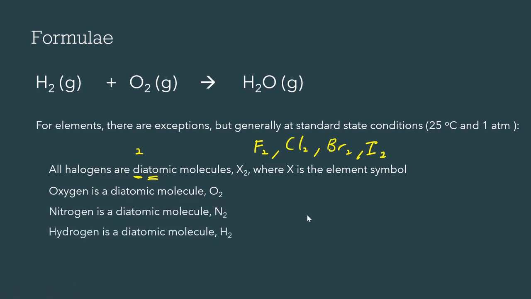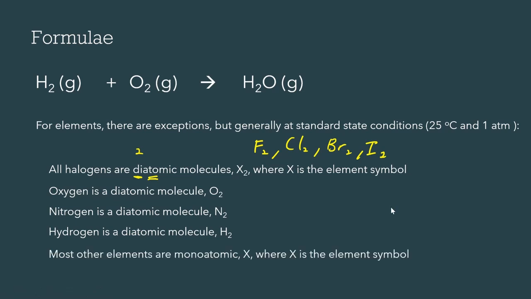Now, for an introductory level of chemistry, we can assume that all other elements exist as single atoms. X, where X is the element symbol. For example, aluminium is just Al, no Al2 or Al3. Same goes for iron, zinc, helium, argon, and so on.